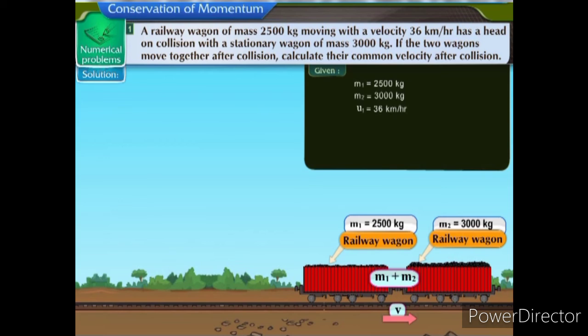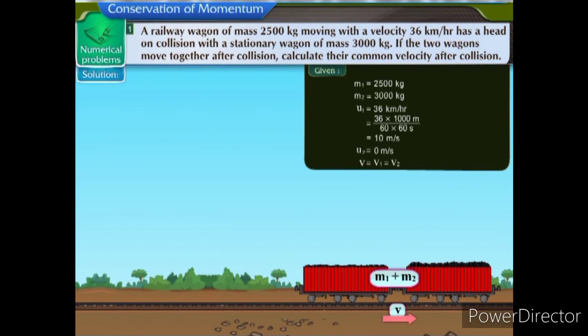Let us convert this into the SI system. This is equal to 36 into 1000 meters divided by 60 into 60 seconds, which is equal to 10 meter per second. The initial velocity of the stationary wagon is u2, which is equal to 0 meter per second. Let us find the common velocity v, which is equal to v1 equal to v2.